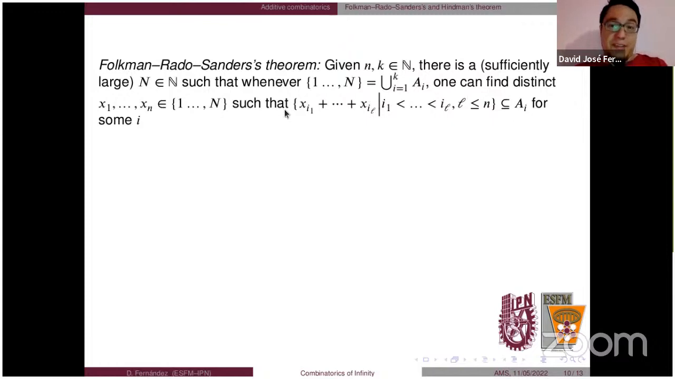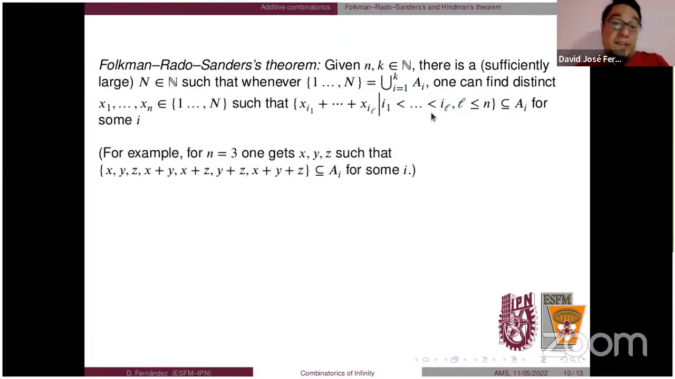So like I said before, obviously for n equals 2, you just get x and y, two elements, and then this set becomes x, a sum with one summand, y, another sum with one summand, and x plus y, and that's it. So it's all possible sums that you can form with the elements, as long as you don't repeat the elements, and any number of summands from 1 to n. For example, for n equals 3, just to illustrate this, what you would get is that no matter how you partition the set of natural numbers, you can get these three elements such that all of these sums that you can form with those three elements with no repetitions fall in the same piece of the partition.